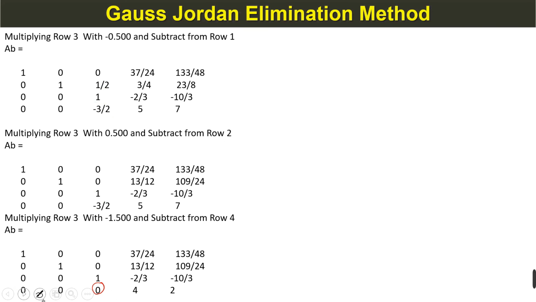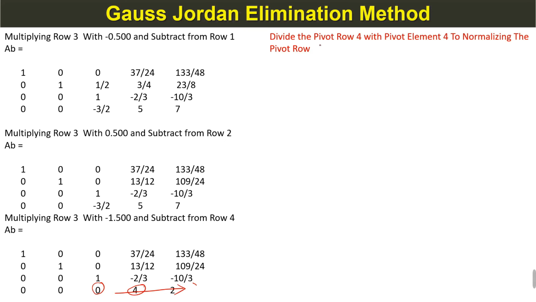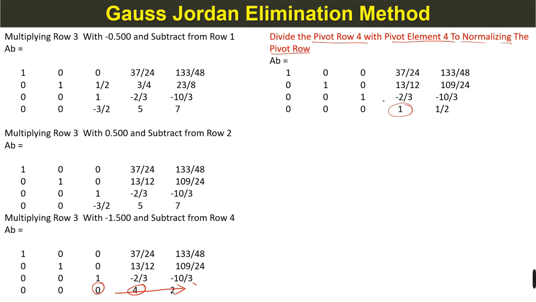Next, the pivot row we have is this one, and first we normalize it by dividing by 4, dividing by this one to normalize the pivot. So this is equal to 1. This is now the normalized pivot row. Now we eliminate this term and this term.